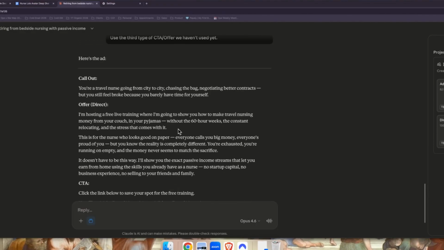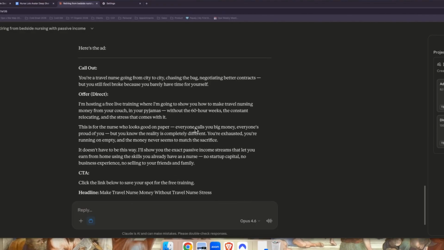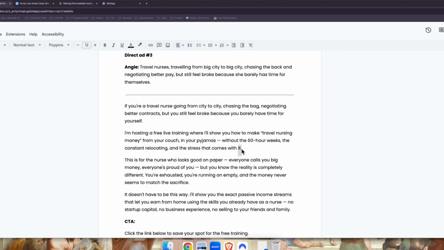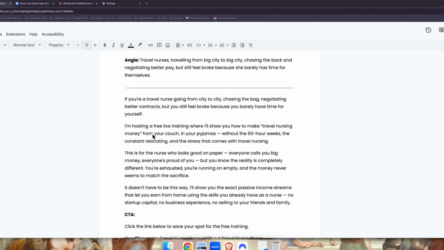And I'm just going to make edits to this so it doesn't have any AI signs inside of it, right? So you can see it did the same thing here again, like "it." It uses it here, and what does it mean? So I'm going to specify "without the stress that comes with travel nursing," just so it's as clear as possible. So you can see here that although I tell it to use one angle per ad, it still uses two angles. There are two call outs in this ad now, for example.